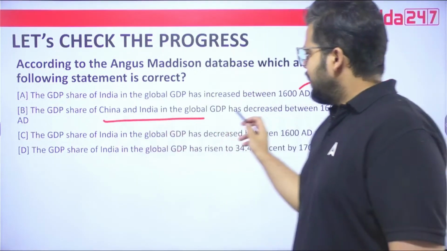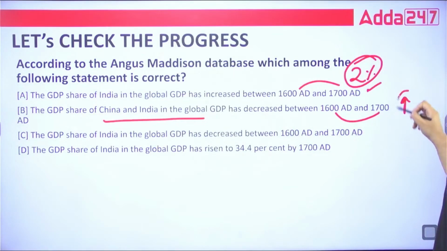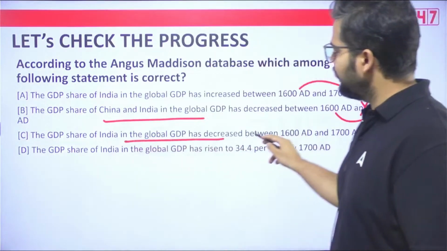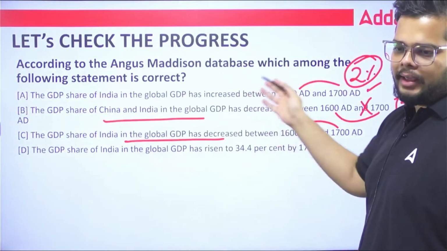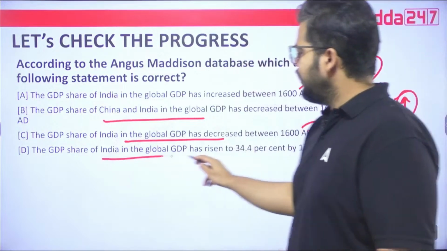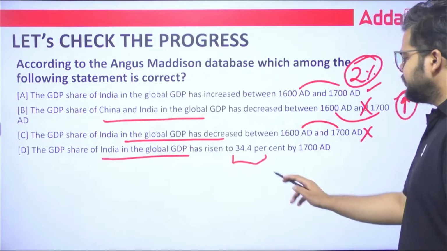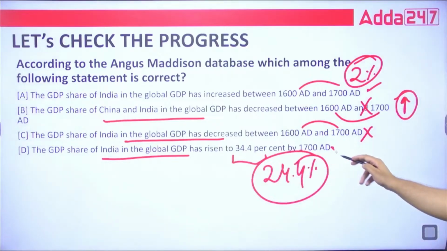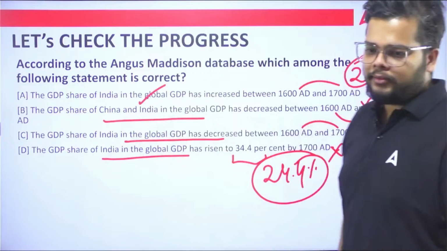GDP share of China and India in global GDP decreased between 1600 to 1700. No, it increased again. So this is a wrong statement. GDP share of India in global GDP decreased between 1600 to 1700 AD. We have already seen in statement A. So this is wrong. GDP share of India in the global GDP risen to 34.4% or 24.4%, right? So it was 24.4%. That is why this is also a wrong statement. Correct answer will be what? Option A. That will be the right answer.